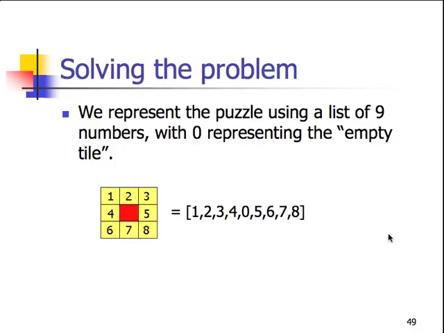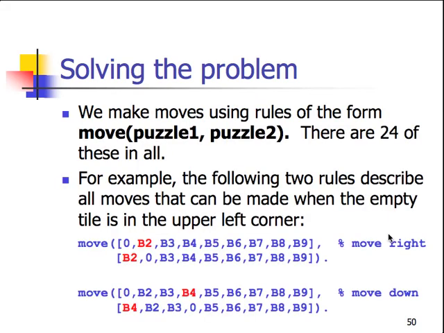So in doing that, we have the solution. Solving the problem, Prolog is going to come back and say, here it is. It's 1, 2, 3, 4, 5. This is the solution. So we represent the puzzle using a list of 9 numbers with 0 representing the empty tile. And then here are the move sequences. So we can move the puzzle using rules of the form move puzzle 1, comma puzzle 2, where there's 24 of these all in all, where this puzzle will go to this puzzle, which will go to this puzzle, which will go to this puzzle.